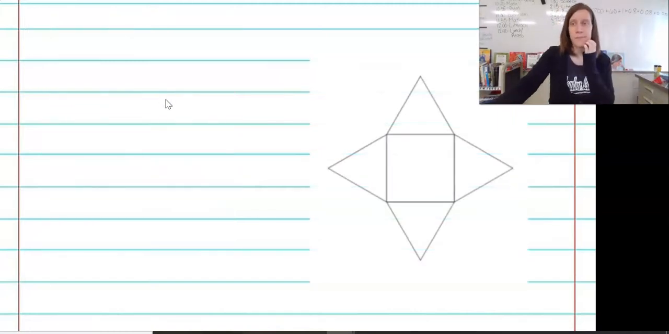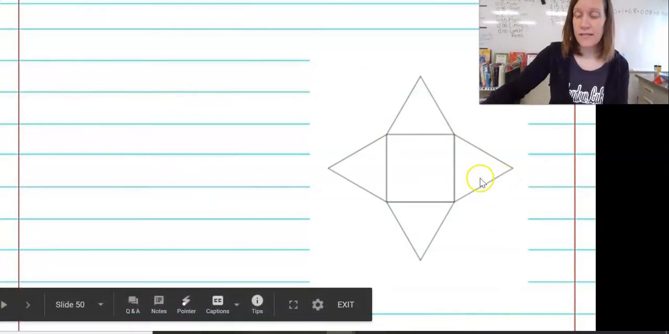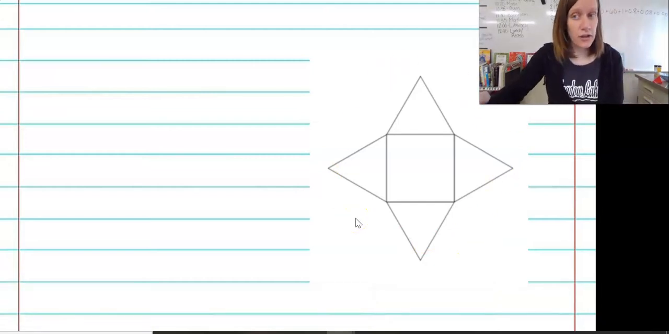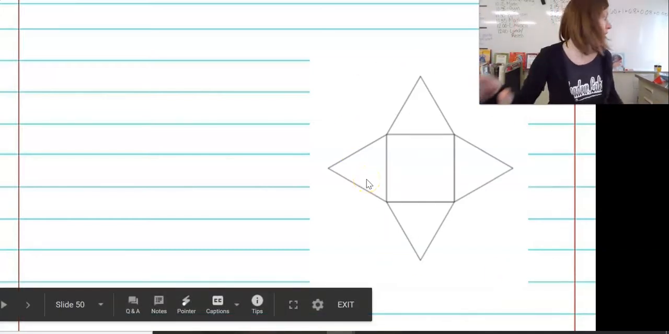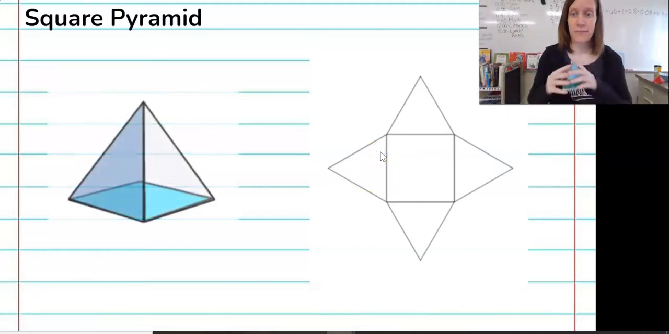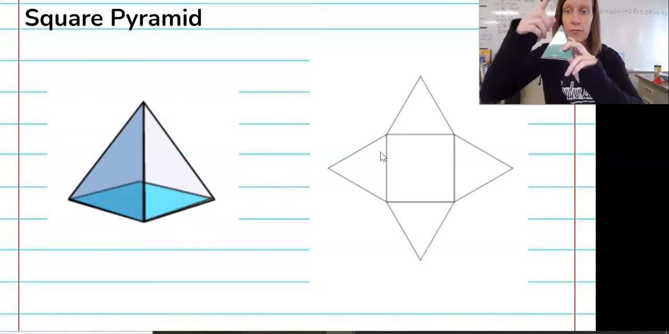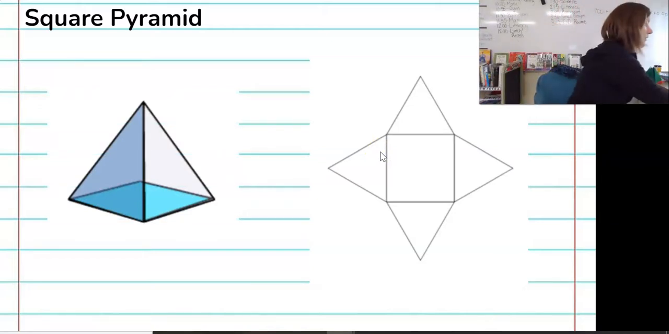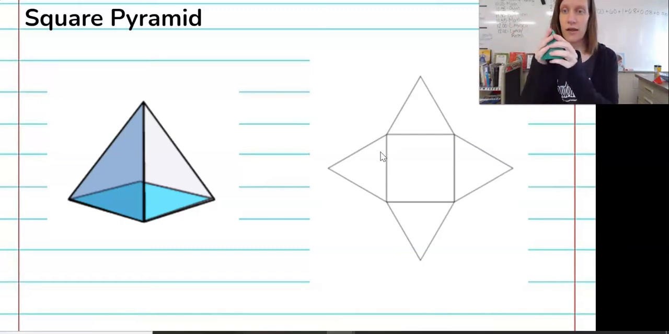So what about this one? I only see 1 base right here, and then I see triangles around the outside. Well, when the 2D shapes have 1 base and then a lot of triangles, that means it's a pyramid because these triangles are all going to come up together to make our common vertex. So this one is a square pyramid. It's got the square at the bottom, and those triangles are going to fold up to make my common vertex. So again, you can see right here, the square and the triangles.